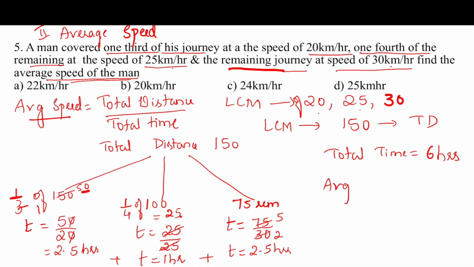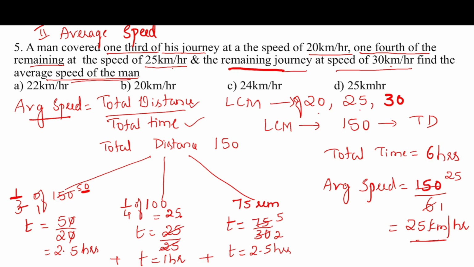kilometer. So therefore average speed, we know it is total distance divided by total time. Therefore average speed is equal to total distance, 150 kilometer, and total time, 6 hours. So it is 6 1s are 6, 6 2s are 12, 6 5s are 30. Therefore it is 25 kilometer per hour. Okay, the average speed is 25 kilometer per hour. So next problem. So option D is the answer.